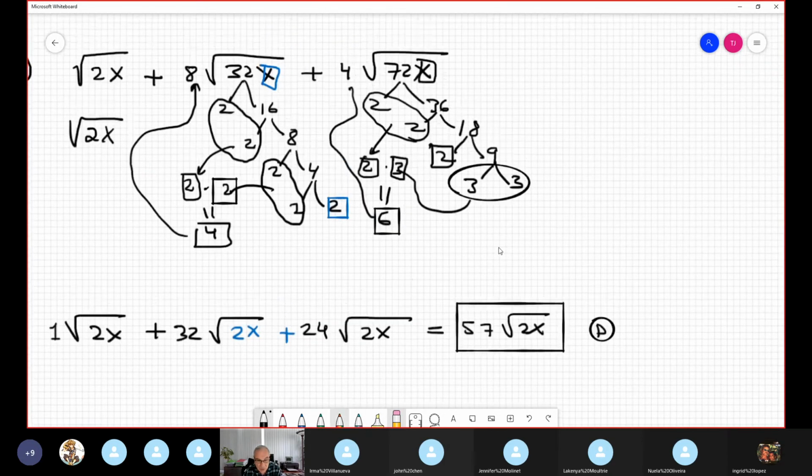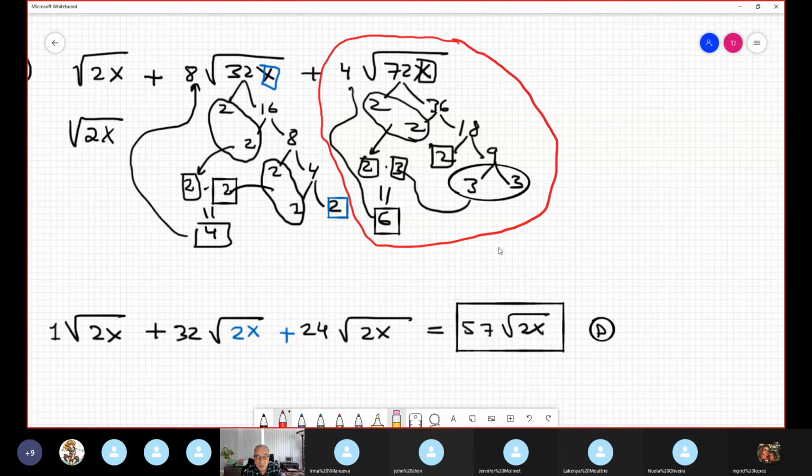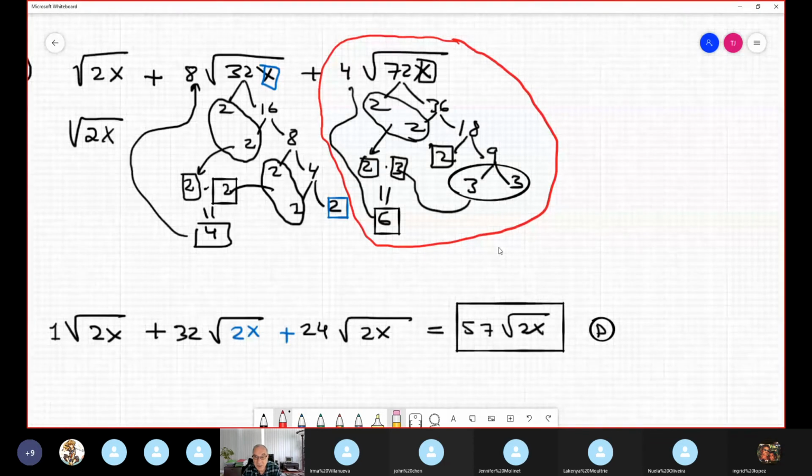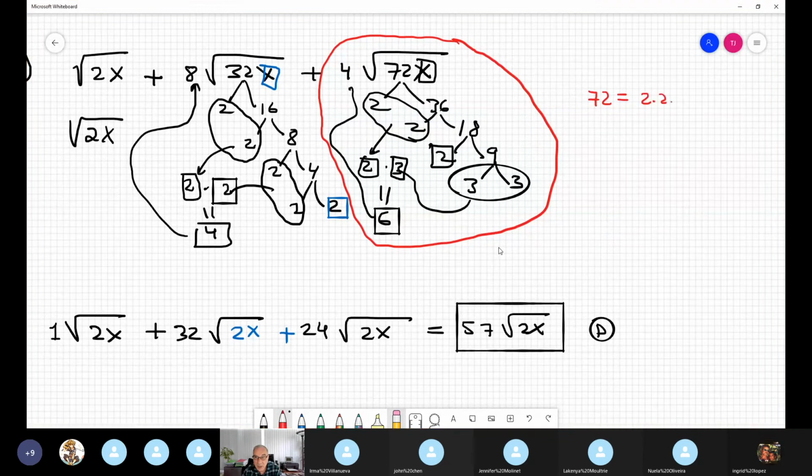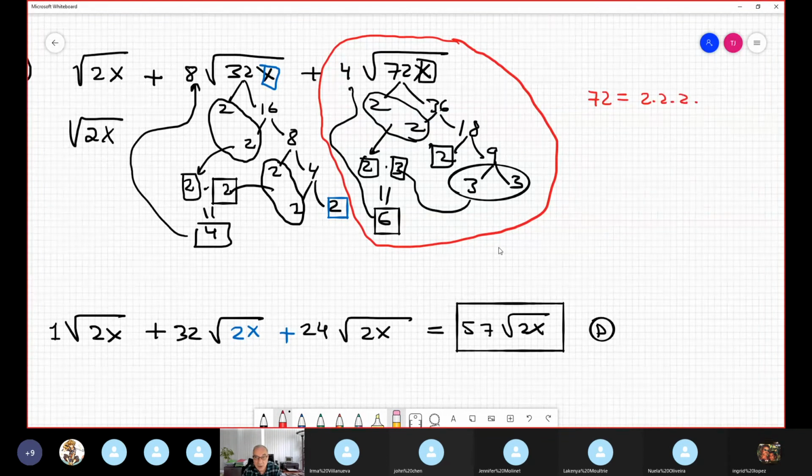the last one. Is this good for you? The last part here. You break down 72. 72 is formed by 1, 2, 3, 2, and 2, 3. Look, 1, 2, 3, 2, and 2, 3. Now I take that couple and this couple.